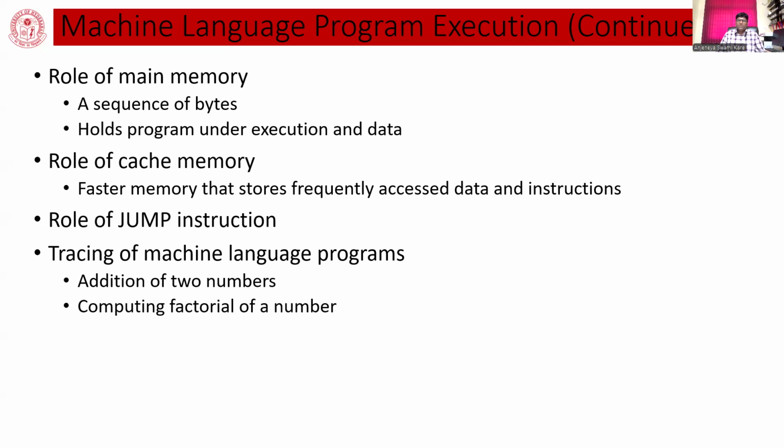When the CPU is looking for some data, it will first check in the cache memory. If it is already there in the cache memory, it will retrieve it from the cache memory. If it is not already there, it will go to the main memory and fetch that particular data to the cache memory, and then it will use that particular data.